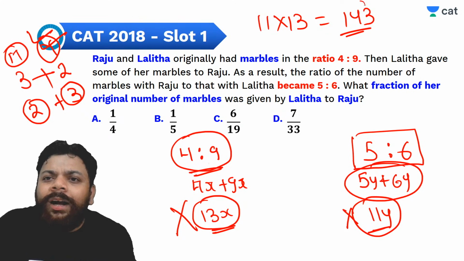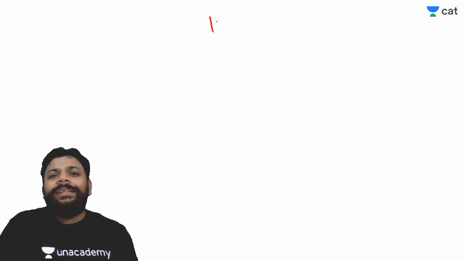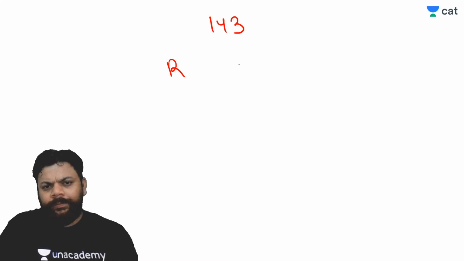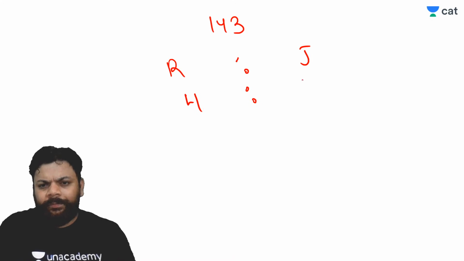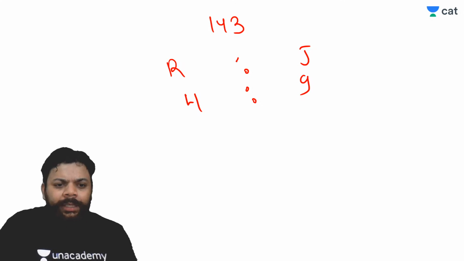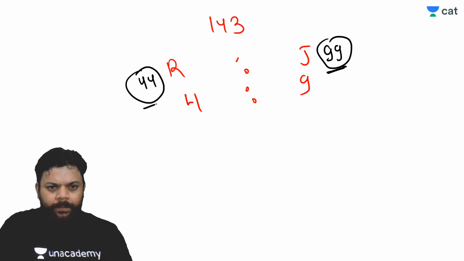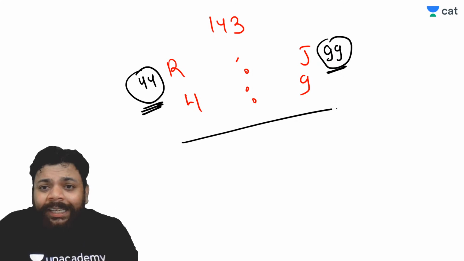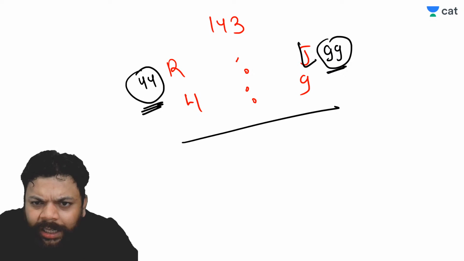So if the total number of marbles is 143, everything else is clear. So 143 is the total, and initially Raju and Lalita had marbles in the ratio of 4:9. That means for sure this should be 44 and this must definitely be 99. Okay, so now, these are the marbles of Raju and Lalita.